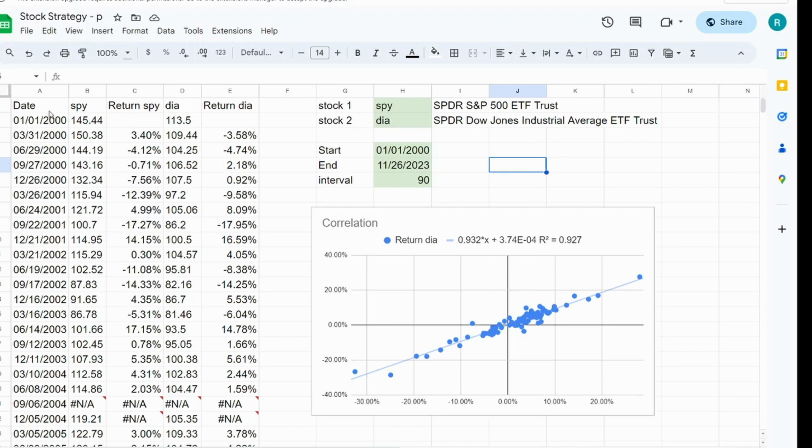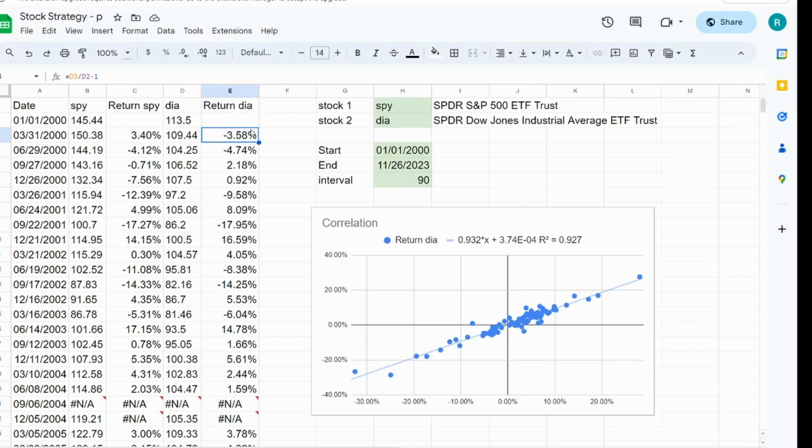So on the left chart, it'll be the dates and then the price of the first stock and the return for that time interval, and then the price of the second stock and then the return of that second stock. So the start date in this case will be January 2000, and then the end date will be today. Our interval will be every 90 days, so that means that our return is looking at the 90 days from January 2000 to end of March 2000. S&P 500 gained 3.4%, whereas Dow Jones lost 3.5%.